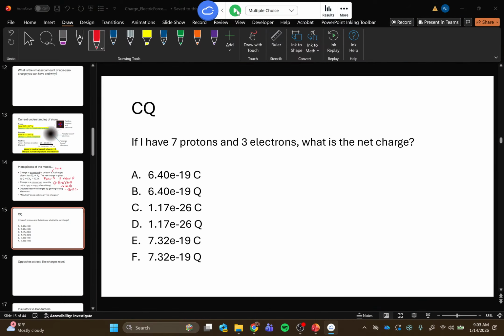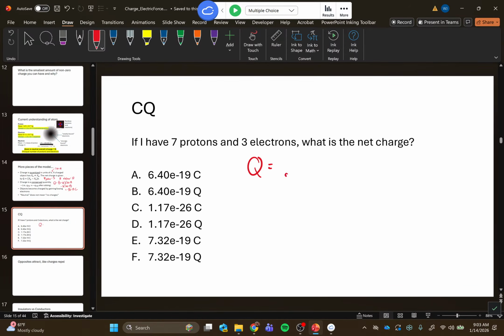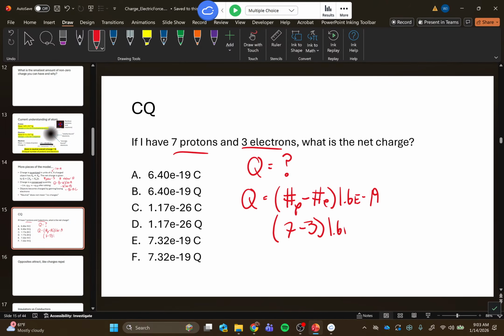Cool. So the question is, what's the net charge? So what are we solving for? We are solving for Q. Capital Q is the variable that represents net charge, not the unit, but the variable. All right, how do I get Q? I've got 7 protons, 3 electrons, so I do the number of protons minus the number of electrons times that fundamental charge. In this case, I have 7 minus 3 times 1.6 times 10 to the minus 19. And so 7 minus 3 is 4. So you get 6.4 times 10 to the minus 19. It's positive because you have extra protons.